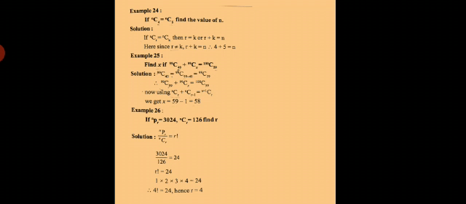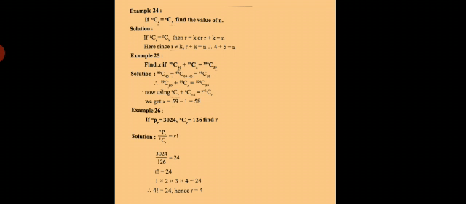Check from the properties of nCr, the fourth one. If nCr is equal to nCk, then either r is equal to k or the sum r plus k is equal to n. Simply add r and k, that is 4 plus 5, which is your value of n, which is equal to 9.